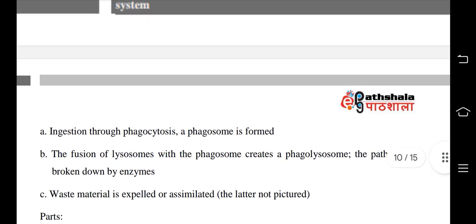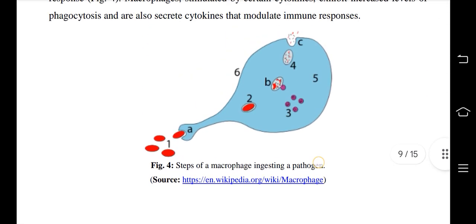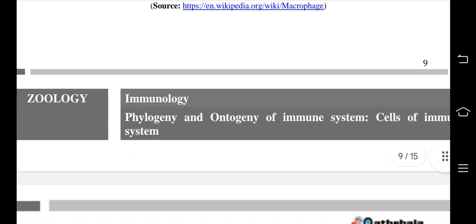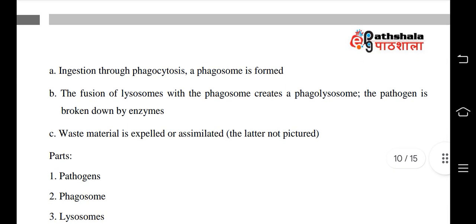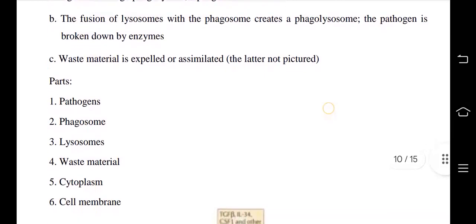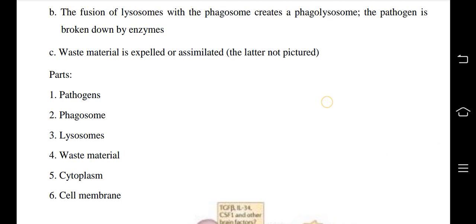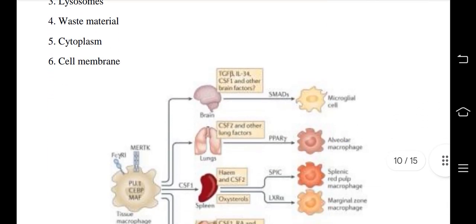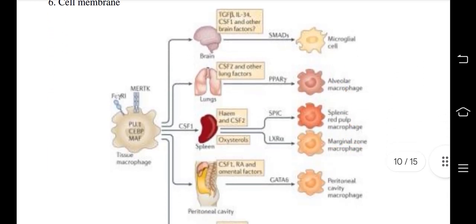A. Ingestion through phagocytosis. A phagosome is formed. Look at this figure. Ingestion through phagocytosis. A phagosome is formed. The fusion of lysosomes with the phagosome creates a phagolysosome. The pathogen is broken down by enzymes. Waste material is expelled. Parts: pathogen, phagosome, lysosome, waste material, cytoplasm, cell membrane. That's how you need to interpret that figure.